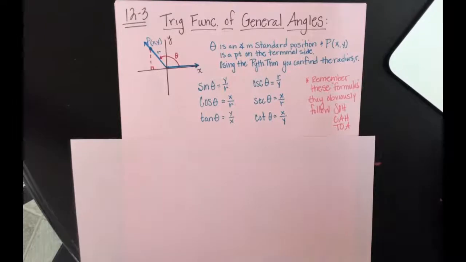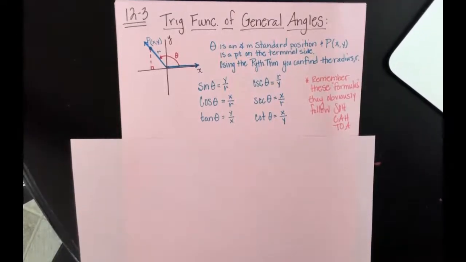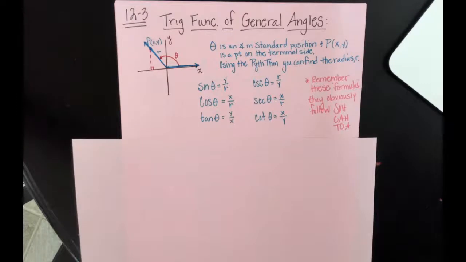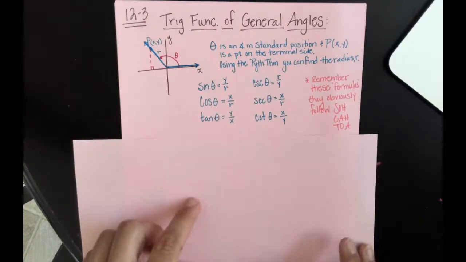All right, so as promised, I am going to continue with our chapter 12. I am going to talk today about trig functions of general angles, and what that means is either in degrees or radians. We are going to be able to talk about what those values are, again, using our trig functions.